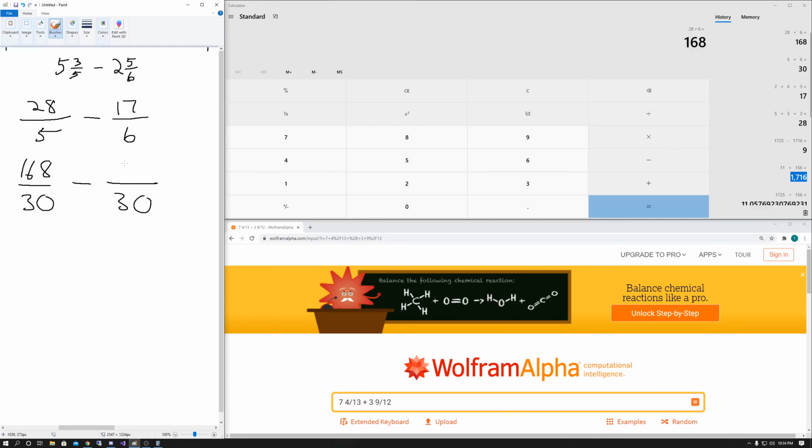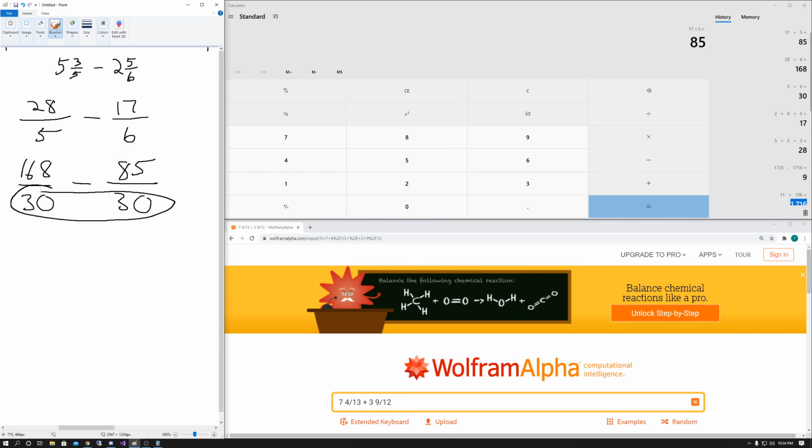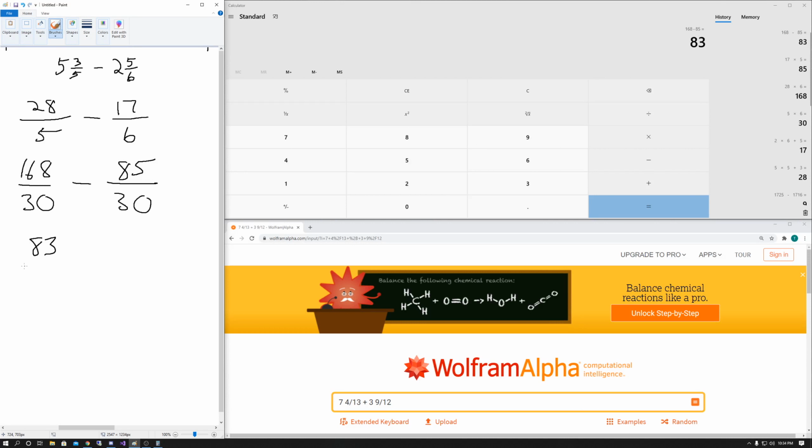168. And then we're going to do the 17 times 5, which is 85. Now that we have the same denominators, we only have to subtract across. Alright, so let's do 168, take away 85, which gives us 83. So 83 over 30. Right?